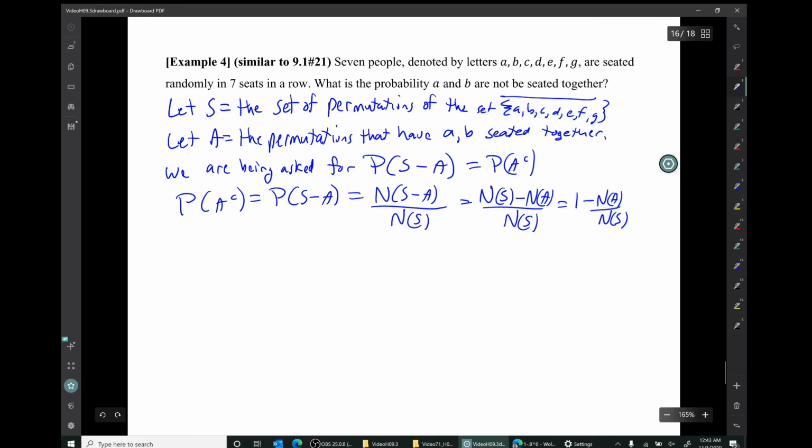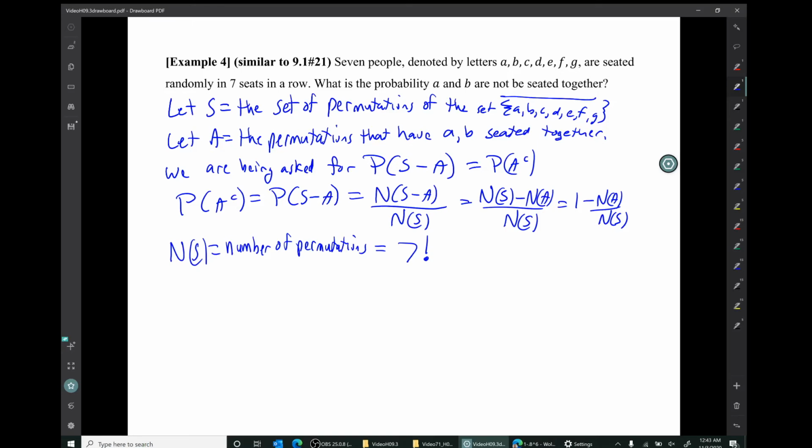Well, the total number of permutations is easy. So it's the number of permutations is just 7 factorial. We have 7 seats to fill. We can choose any of the 7 people to go in the first seat, any of the 6 remaining people for the second seat, any of the 5 remaining people for the third seat, and so forth. So that's pretty straightforward. Now it gets a little bit trickier to count the set A, the permutations that have A and B seated together.